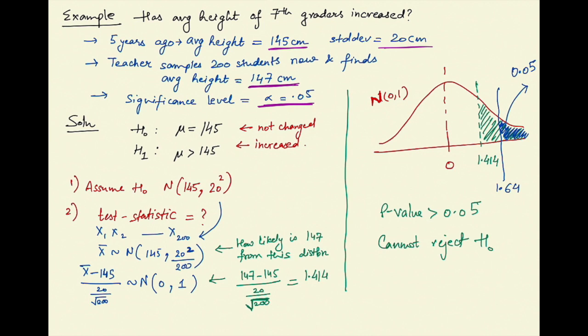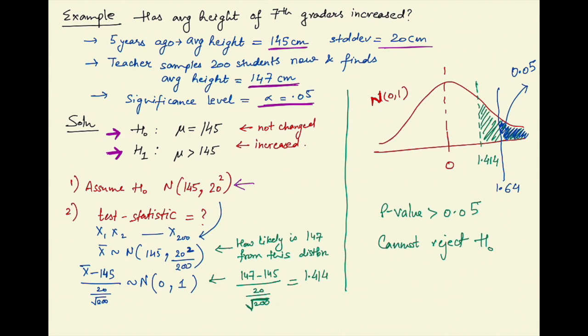Then we create our null hypothesis that the average height is 145 and it has not changed. So we assume that the distribution of heights is still the same as it was 5 years ago, and we have to decide whether we can reject it or not. The alternate hypothesis is that no, the average height is not 145 and it has increased since then. So the first step is to assume that the null hypothesis is true. That is, we assume that the distribution was the same as earlier, with mean 145 and standard deviation 20.